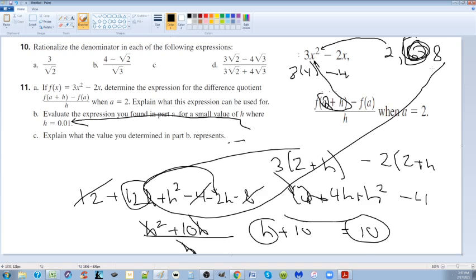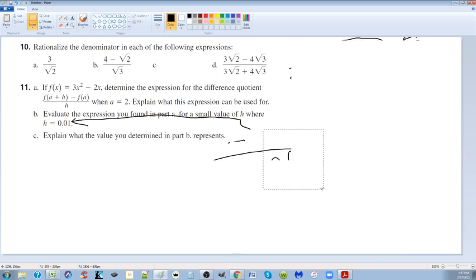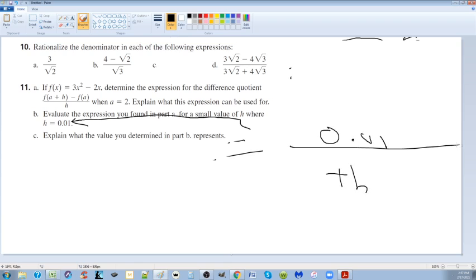Sorry, small arithmetic errors will make you frustrated. I'm not going to do it for as h approaches 0.1. All you do instead of putting in a magical h is you put in a 0.1 up top and at the bottom. And you're going to discover something similar. It's going to be close to 10.